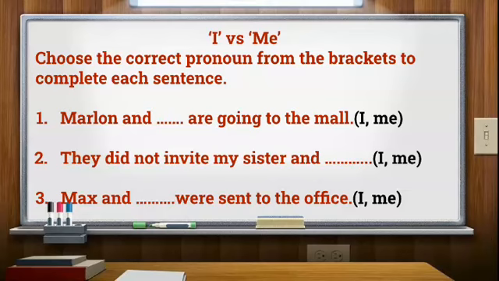Now let's get our answers. I'm going back to number 1. Let's put in our answer. Would it be Marlon and I or Marlon and me? Marlon and I are going to the mall, using the trick and the rules. So we got Marlon and I. Sentence number 2: They did not invite my sister and me. If you had blocked out my sister, they did not invite me. And Max and I, or me: Max and I went to the office. If you had blocked out Max, you would have I went to the office.